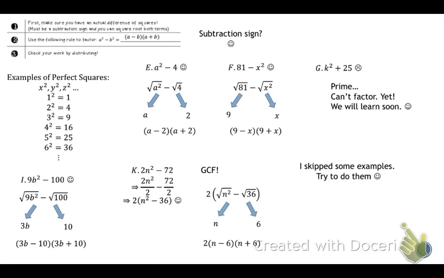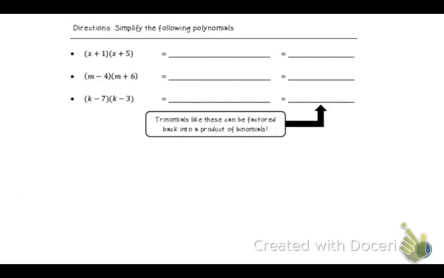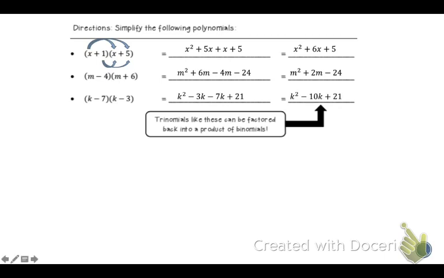Okay? I skipped some examples. Try to do them if you want to. Now let's do these ones. So we're just going to multiply the same way that we did the last one. So that's going to be x squared plus 5x plus x plus 5, which is x squared plus 6x plus 5. This one would be m squared plus 6m minus 4m minus 24, which is m squared plus 2m minus 24. This one, k squared minus 3k minus 7k plus 21. k squared minus 10k plus 21.